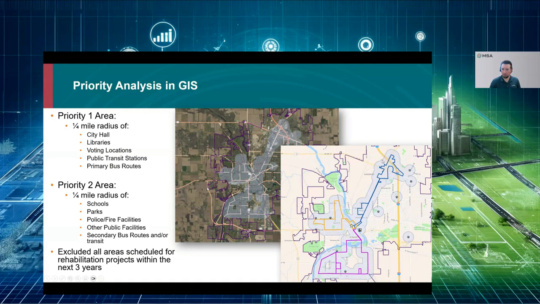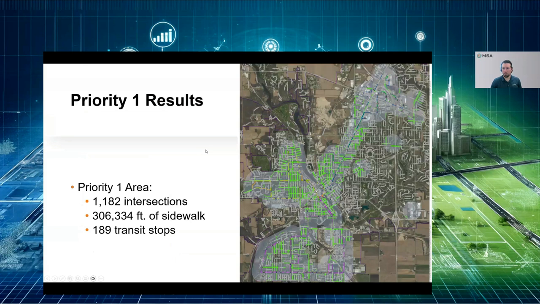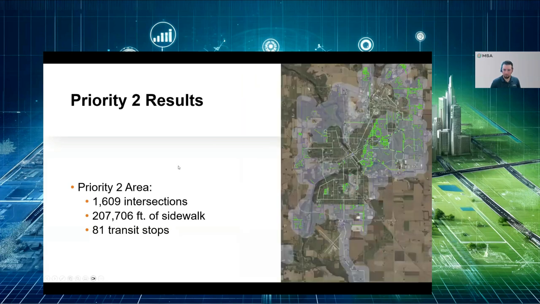We have these kind of buffer areas that correspond to these assets that give us an idea of the area we're talking about. Now we need to turn that buffer area into an intersection analysis, right, of where these audits would be held. And what turned out to be the result here is our priority one area consisted of about 1,200 intersections, quite a bit of sidewalk, and 189 transit areas. You can see those brought into this buffered area on the map here.